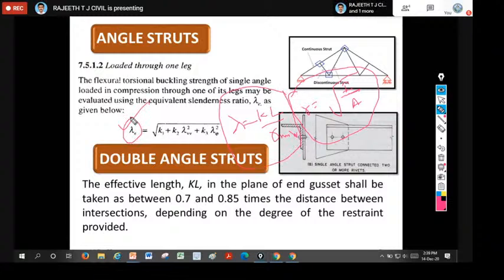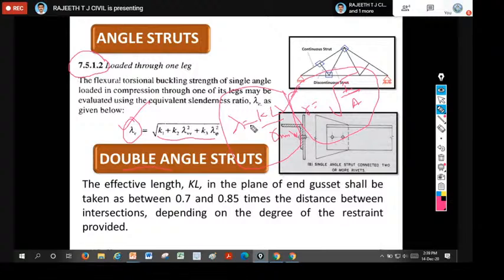In the case of a single angle, you should calculate lambda e. That depends on the k1, k2, k3 factors, which are given in clause 5.1.2 of IS 800. Similarly, for a double angle section, this is the formula: lambda equal to KL by r minimum. For angle struts, the buckling class is C. From Table 9C of IS 800, for the calculated lambda, we take the value of fcd from the steel code book. Then finally we can calculate the strength of the member.